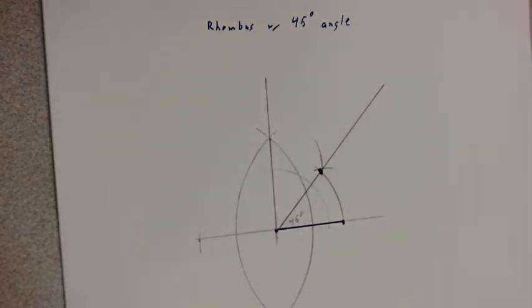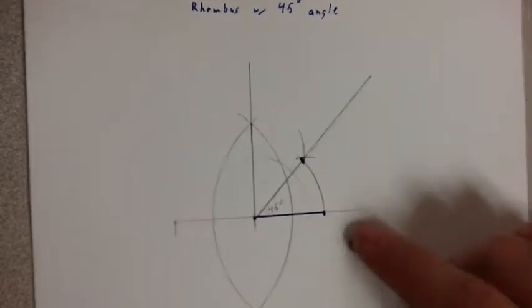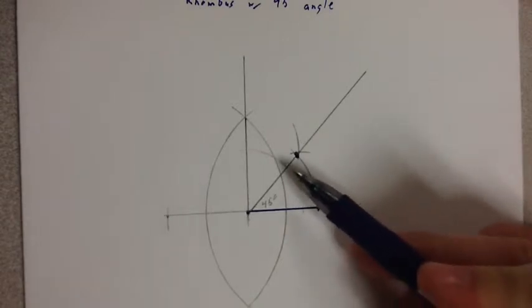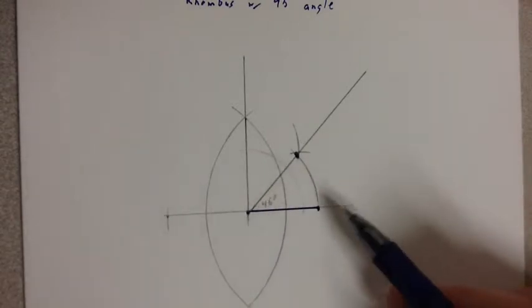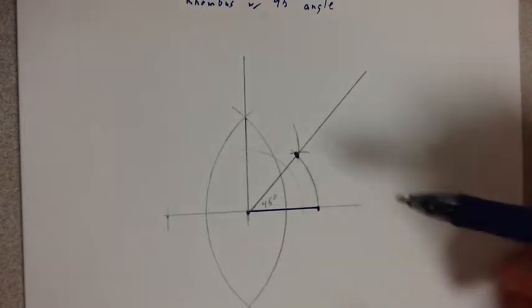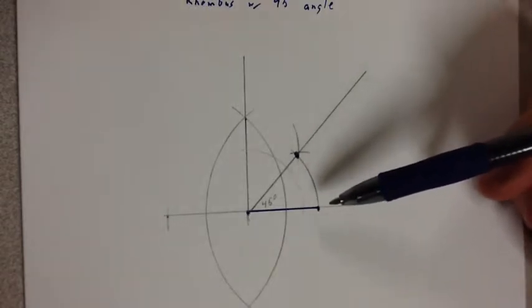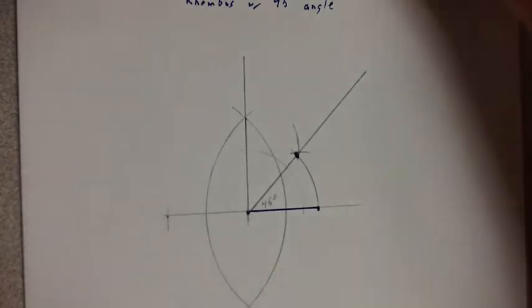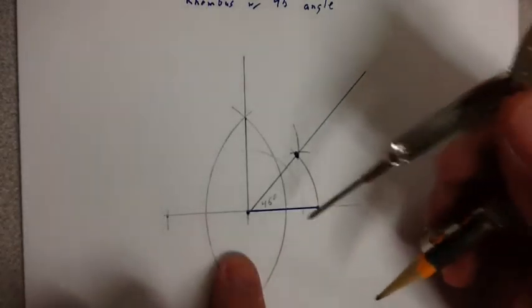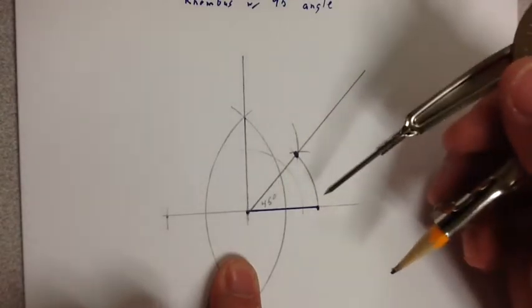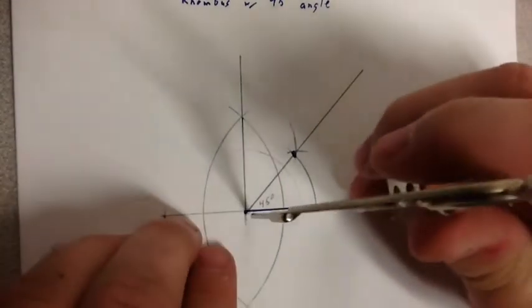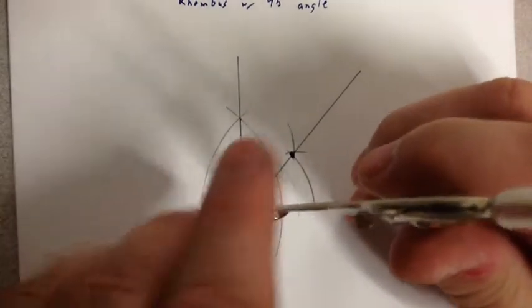How am I going to get my other side of the rhombus? Well, probably the next easiest one to do is this side right here. It's going to be parallel to that, which means the angle of the rhombus isn't going to be 45, but on the outside, the exterior angle would be 45. So if I can copy this angle over here, I should be able to finish my shape up pretty quickly.